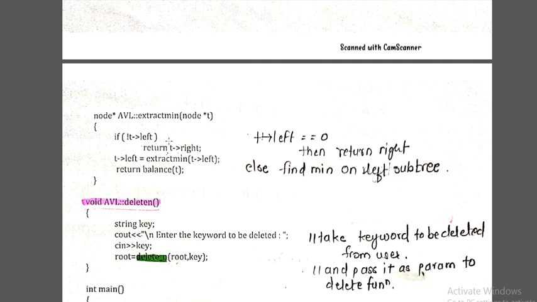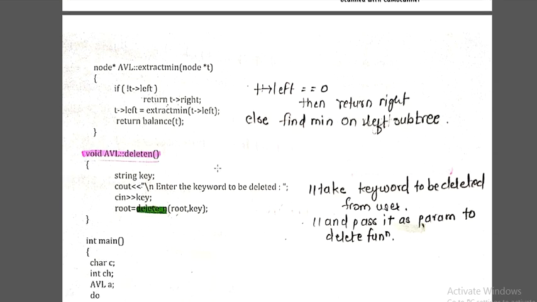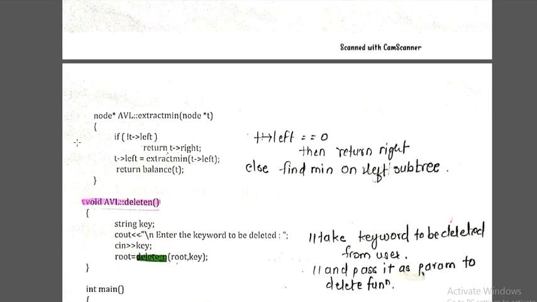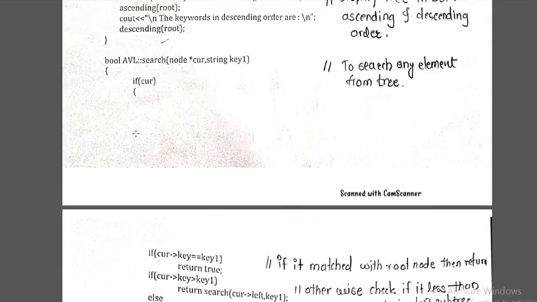If t of left has some value, then extract the minimum value from that left function and return it, and after doing that, again we have to call the balance function. So this is what the extract min does: it extracts the minimum value from that tree, whether it is a tree or a subtree. Then we have finished all of the concepts that we mentioned in terms of the functions. All the functions and their definitions are completed.